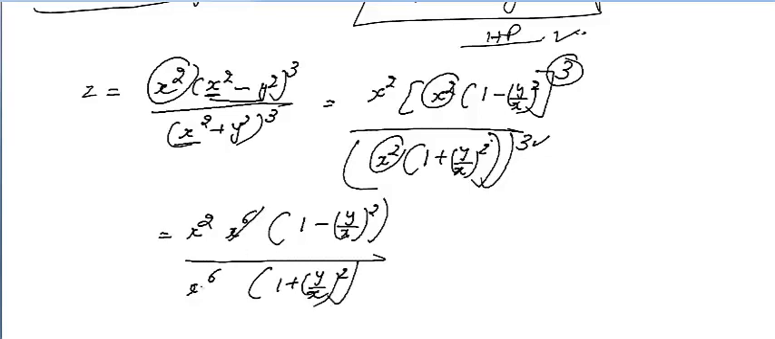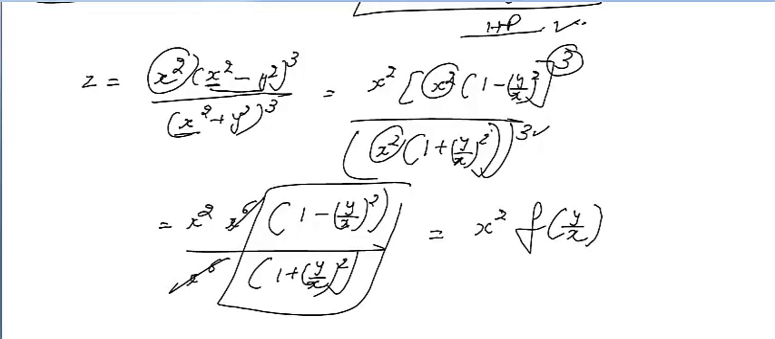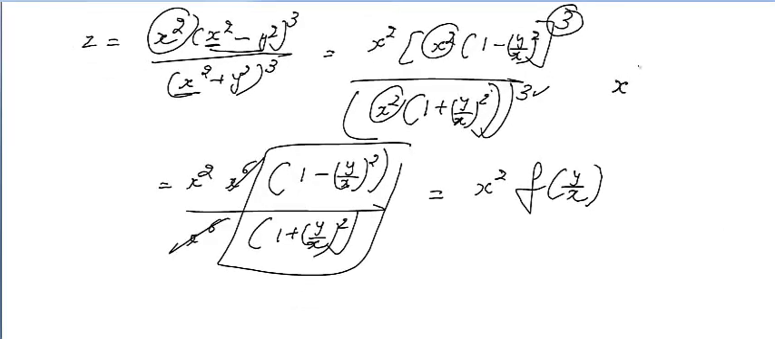So student, this is cancelled out. You are getting x square, and the rest of the thing depends upon y over x. So this is a homogeneous function because you are able to convert it into x raised to power n times f of y over x. So whatever the power of x is, that is the value of n.